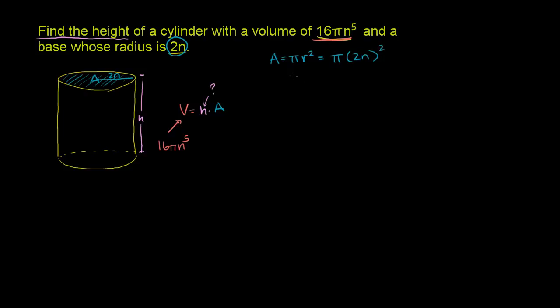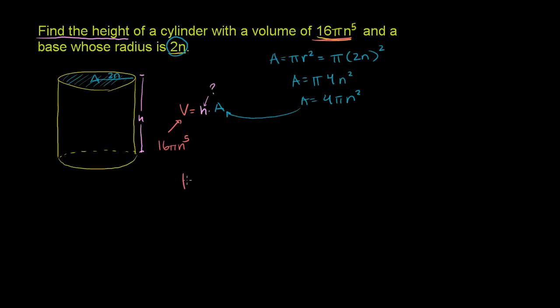And we know this is the same thing. So area is equal to, what is this? Pi times 2 squared, which is 4, times n squared. Or if we just rearranged it, area is equal to 4 pi n squared. So that's the area. And so now we can solve for h.